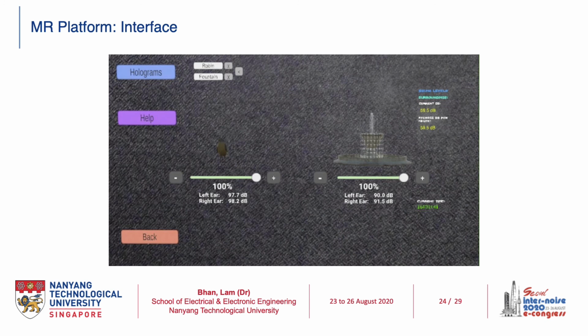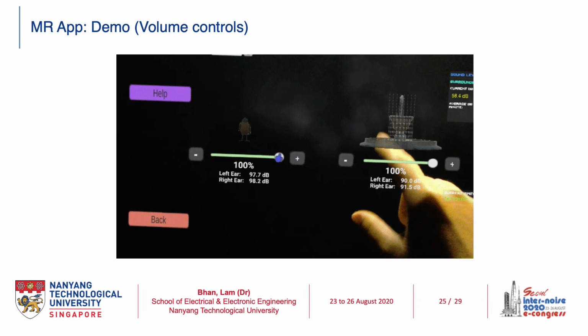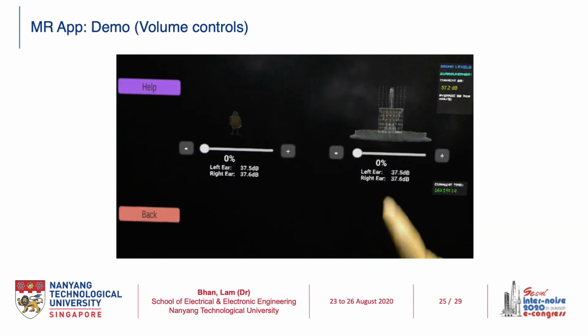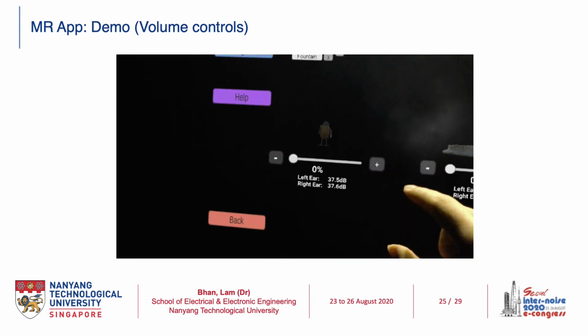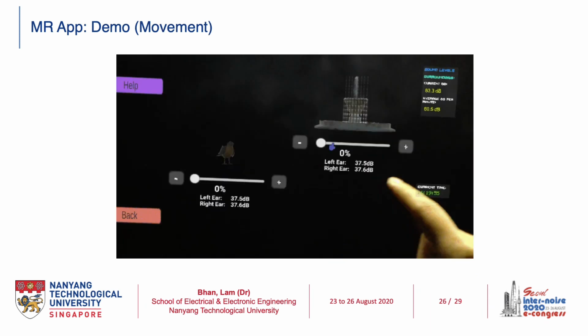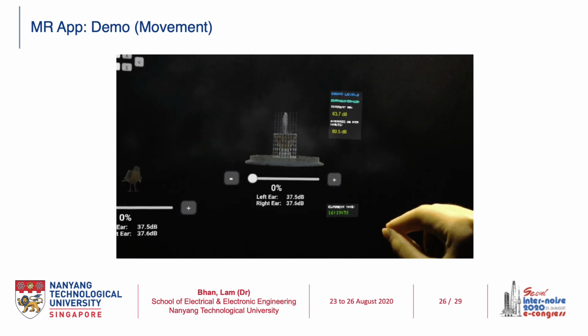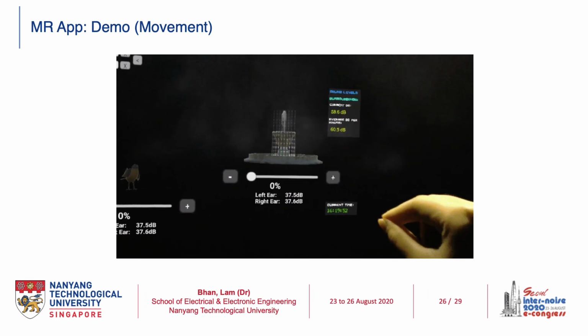The overall interface with two audiovisual objects inserted looks something like what you see on the screen here. Useful information like the SPL is augmented onto the field of view, whereas audiovisual objects are anchored to real-world positions. The volume levels of individual objects can be adjusted via the volume bar as shown, or by tapping on the increment or decrement buttons. The objects can also be manipulated with hand gestures such as translation, as shown here.